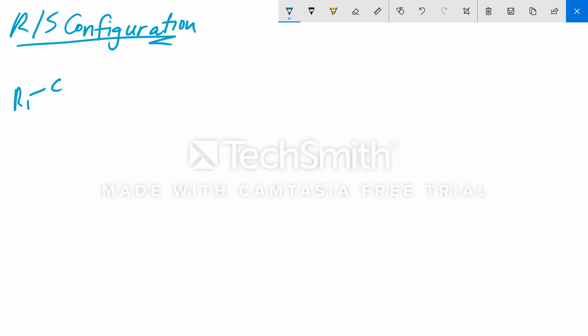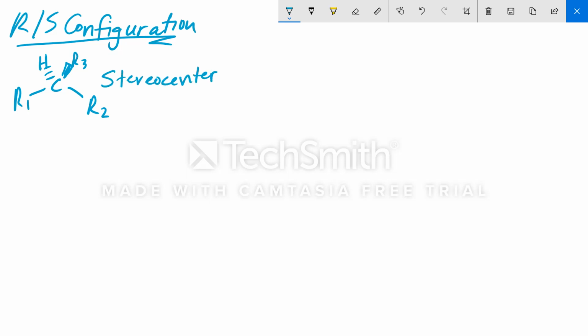Before we can talk about RS configuration, we need to understand what a stereocenter is. That's the only time that we use RS configuration. So a stereocenter is a carbon bound to 4 chemically unique groups. Each of these different R groups represents a chemically unique group, making this a stereocenter.